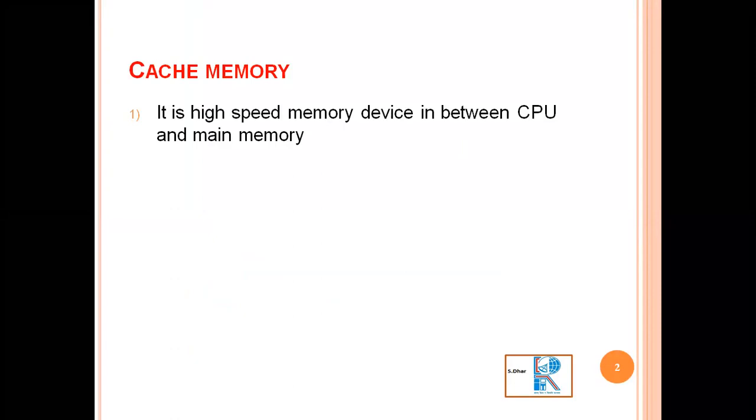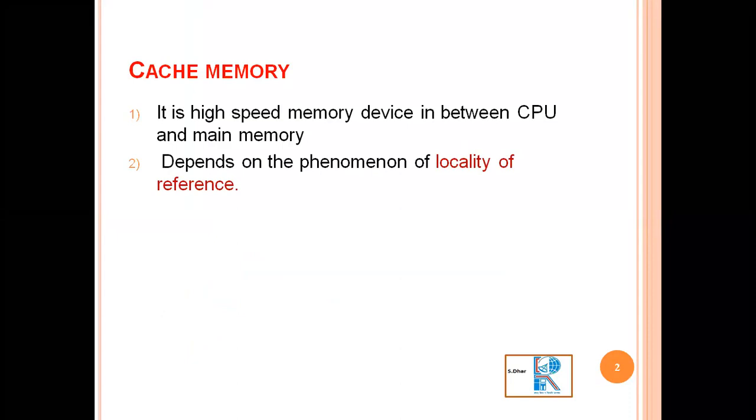What is the function of the cache memory? You already know that cache memory is a special type of memory. This is a high speed memory which is in between the main memory and the CPU. That means it is used to bridge the speed difference between the CPU and the main memory. Cache memory is generally used to speed up the performance of the system. This is the objective of using the cache memory.